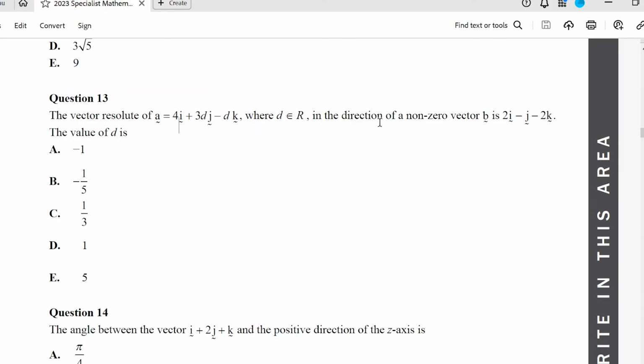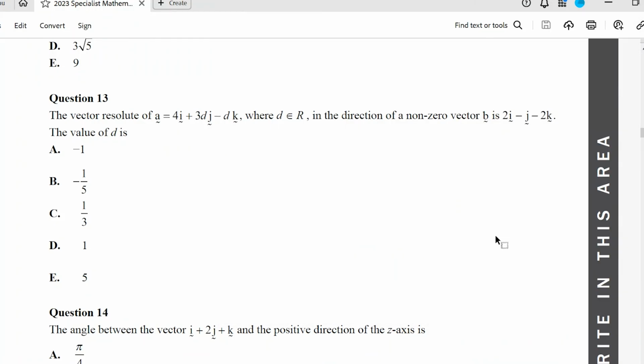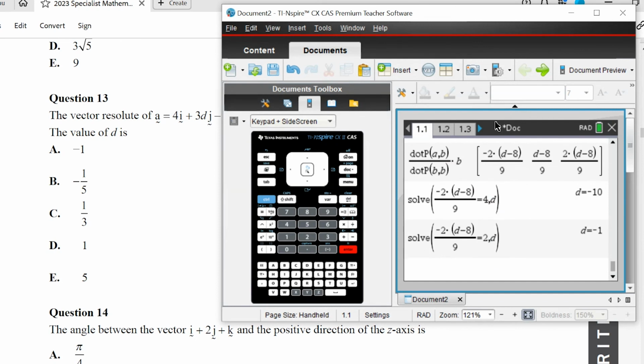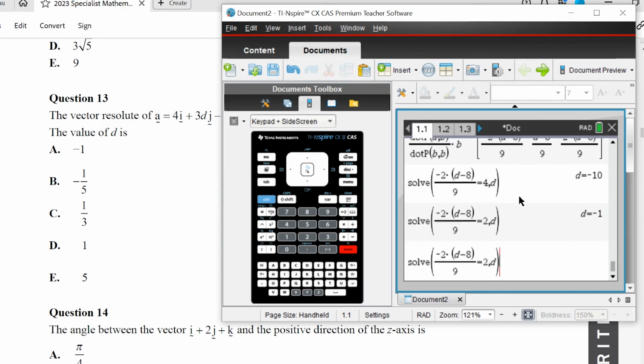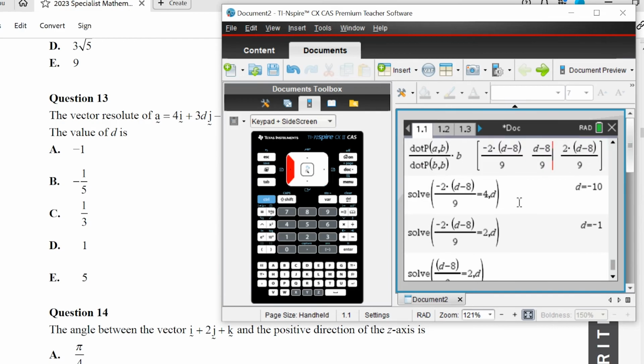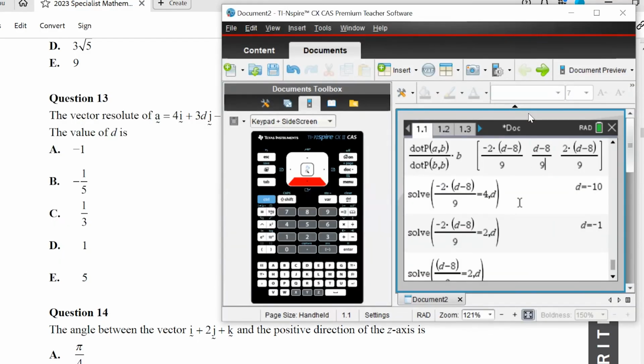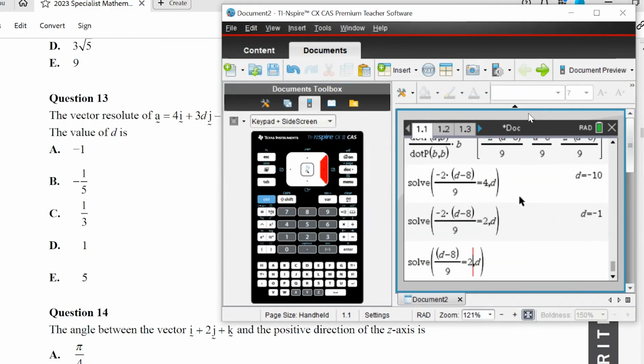What's going on there is the vector resolute should be this one, not A. So when I'm matching up those coefficients, I should be matching up the i coefficient to 2. Okay, so that gives d equals -1, so giving option A. Just to show, if I matched up the j coefficient, which was d minus 8/9, and I know that should be equal to -1, I should still get the same answer, which is good.